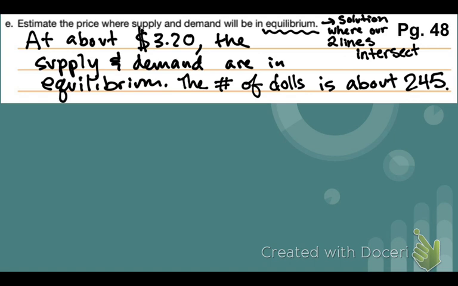So we used our table, we made our graphs. Those two graphs, those two lines are maybe a system of linear equations. And then we use that to find a whole bunch of points that tell us about our supply and demand.